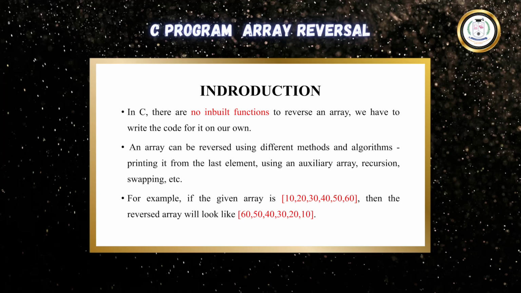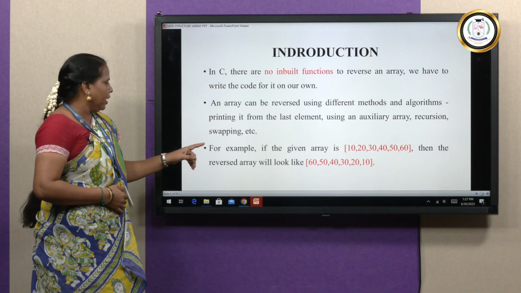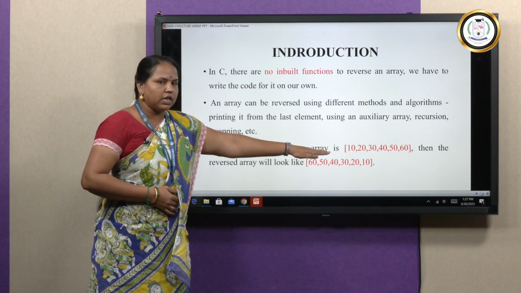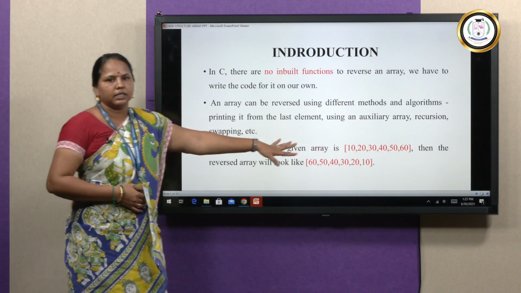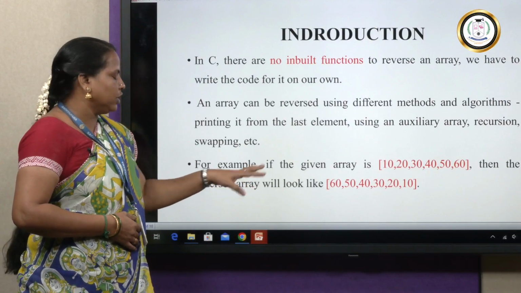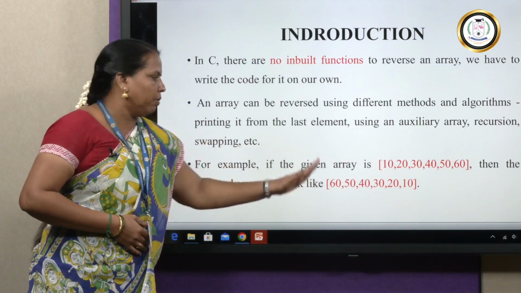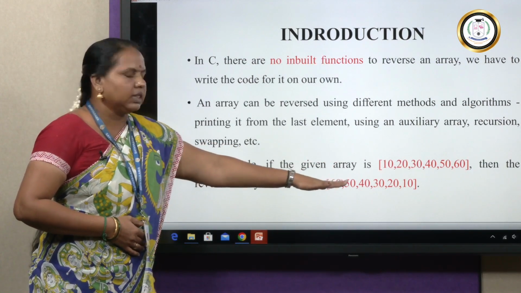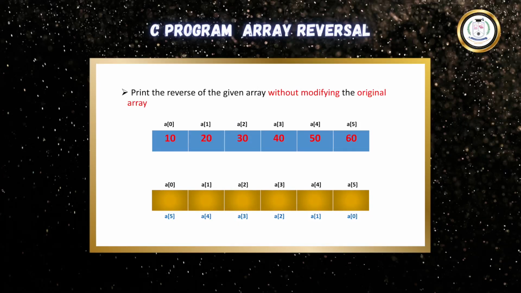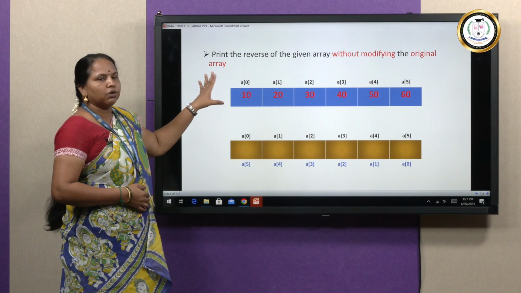We are printing it from the last element, reversing the array, and other methods using an auxiliary array and recursive swapping, etc. For example, if you are given an array A of 0 as 10, A of 1 as 20, then 30, 40, 50 and 60, let us take 6 elements. The reverse of the array will have the last number appear first: 60, 50, 40, 30, 20 and 10. This is what we are going to discuss today. We have to print the reverse of the given array without modifying the original array. This is the original array.